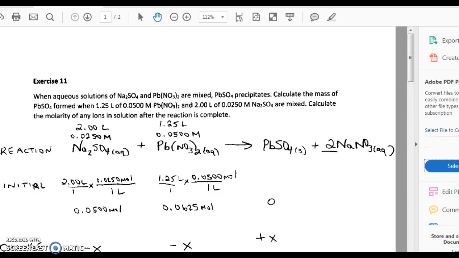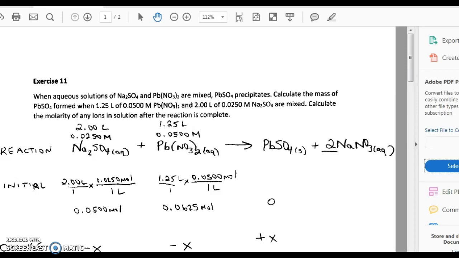So because I have measured quantities, liters and molarity, of both of my reactants, that's the way I know this is a limiting reactant problem. And so first, as always with stoichiometry, I need a balanced chemical equation. So I've labeled that here as reaction because sometimes this method is called a Rice table. So the R stands for reaction.